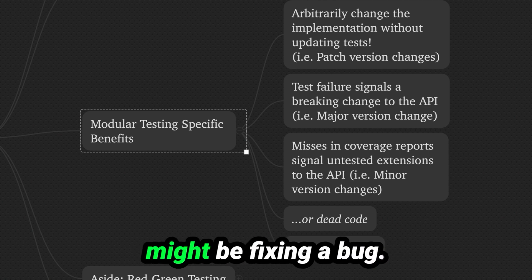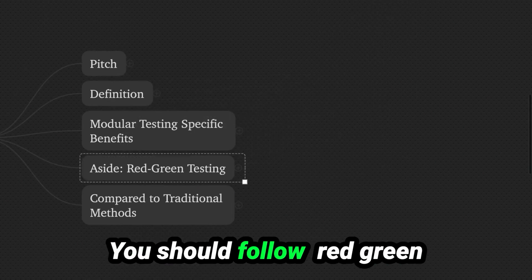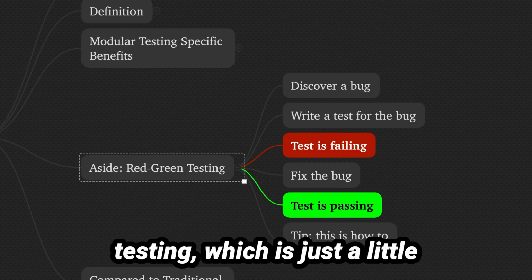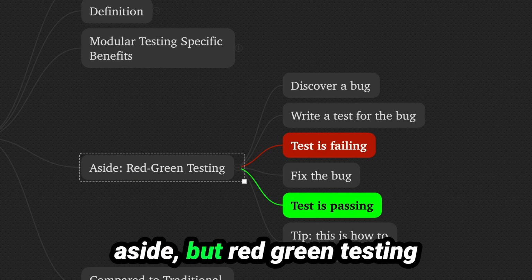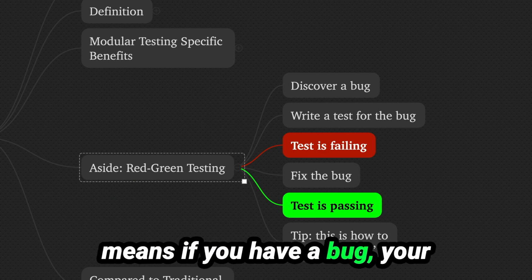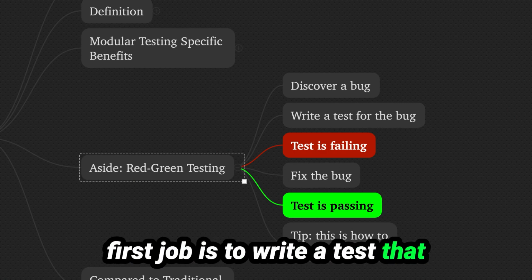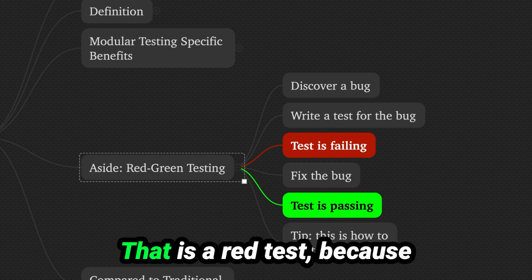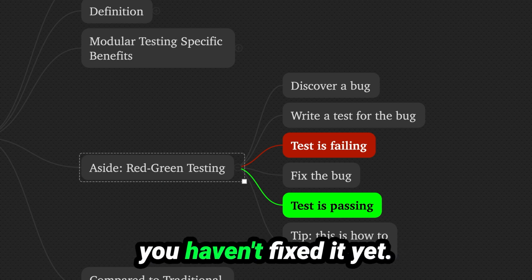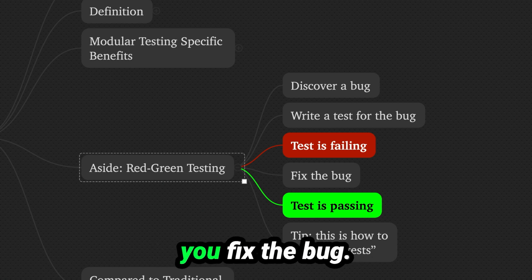Now your patch changes might be fixing a bug. You should follow red-green testing, which is just a little aside, but red-green testing means if you have a bug, your first job is to write a test that reliably reproduces that bug. That is a red test because it'll be failing because you haven't fixed it yet. Then you go in and you fix the bug, and then the test becomes green.